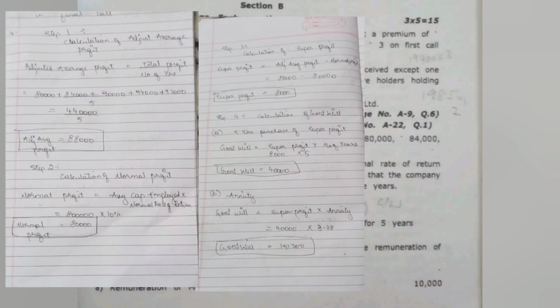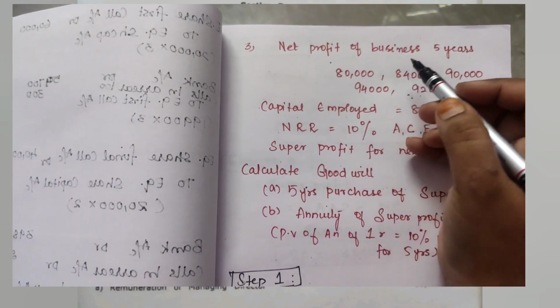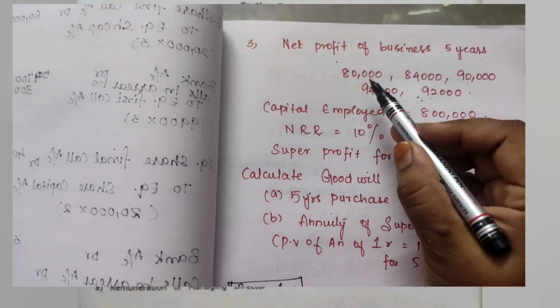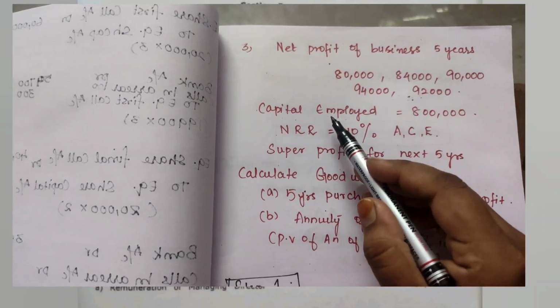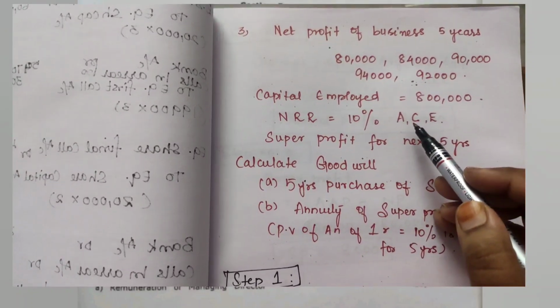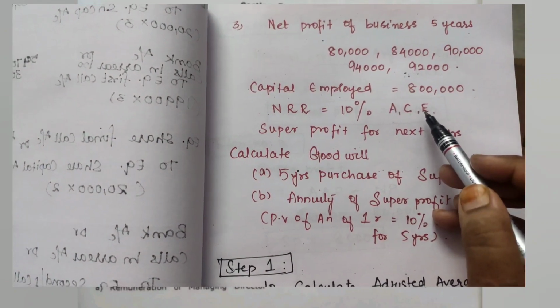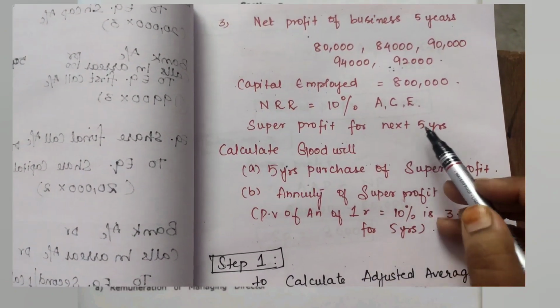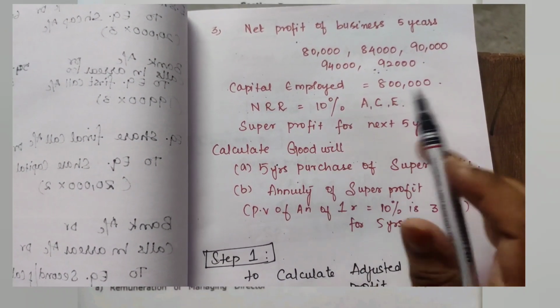Let's go through it. Net profit of the business for 5 years is given, which is 80,000, 84,000, 90,000, 94,000, 92,000. Capital employed is 8 lakh. Normal rate of return is 10%, and average capital employed. And super profit for the next 5 years, we need to calculate from goodwill.